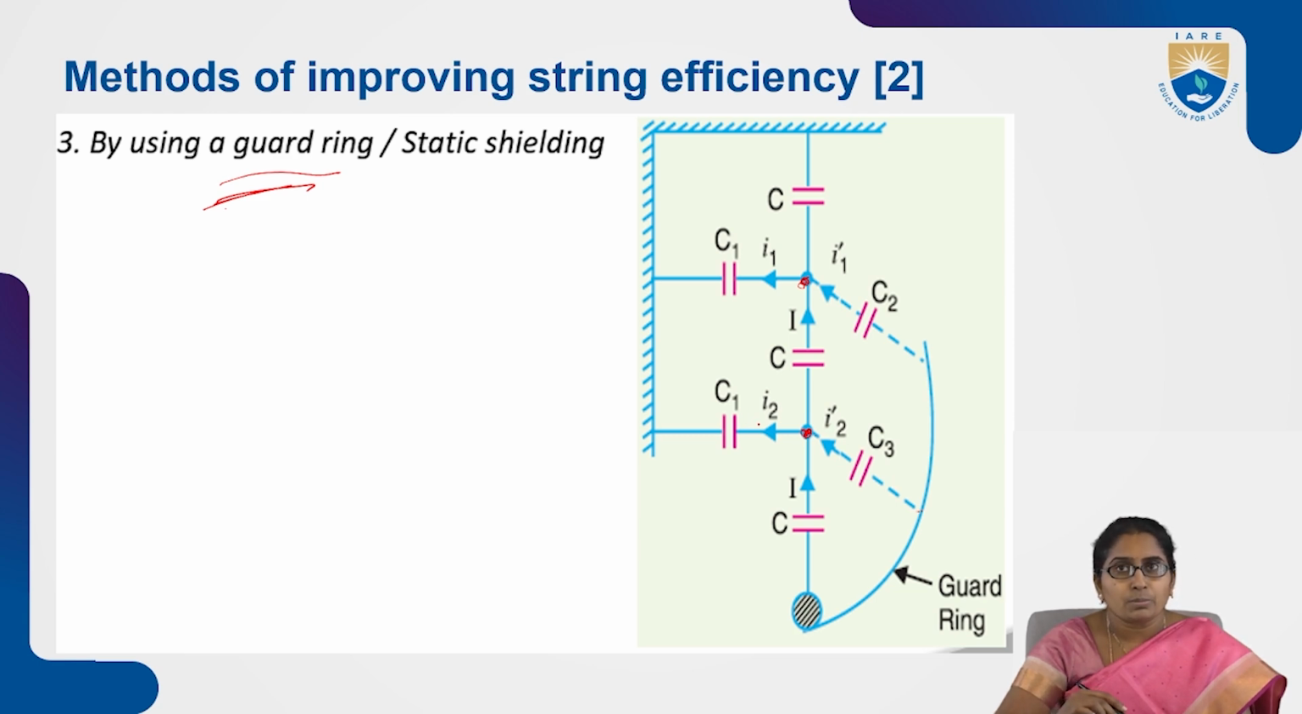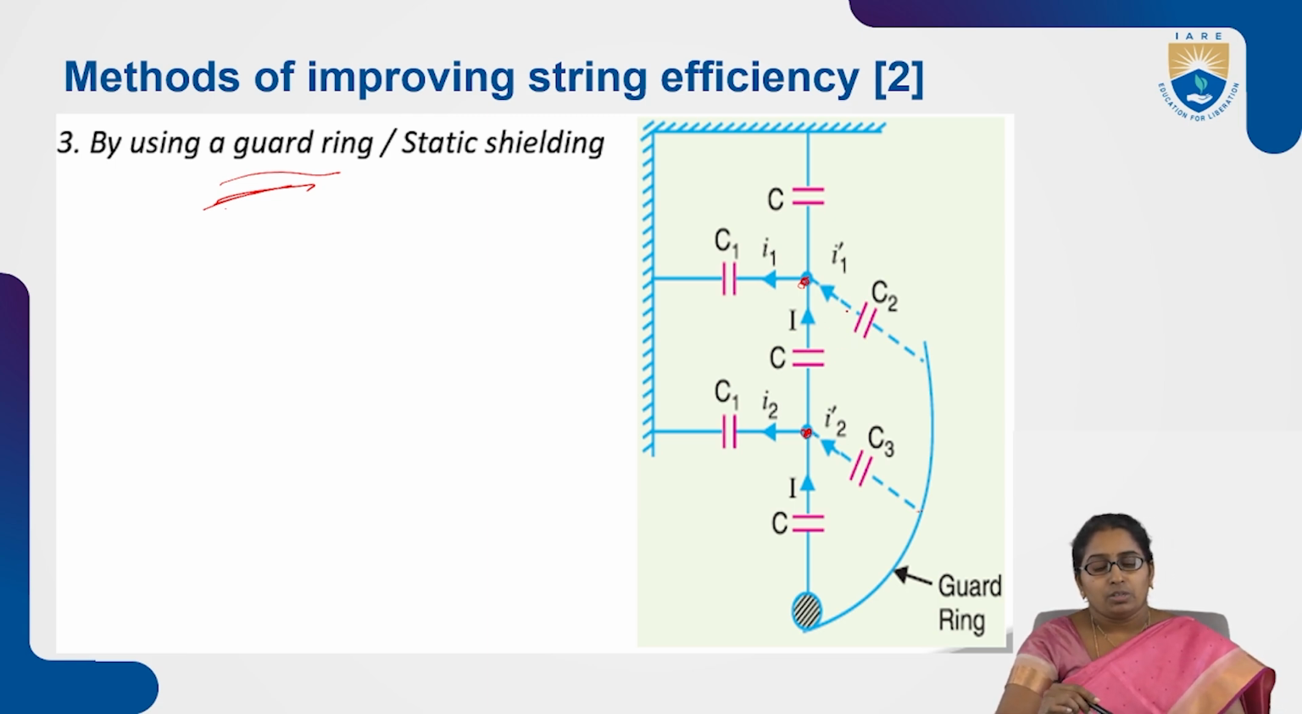That is, if that is small I2, it is I2 dash. So it is equivalent but opposite in direction. Similarly, here the current is I1 dash, which is equal to small I1 but opposite in direction. These new capacitances are C2 and C3. That is how the guard ring introduces a new capacitance in the system between each metal link and the metallic ring.